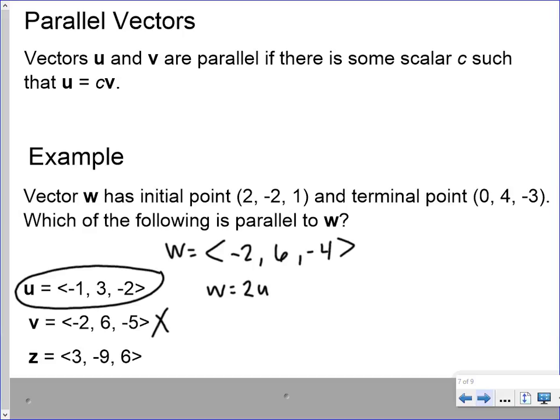And we could check the same way. Negative 2 divided by 3, negative 2/3. 6 divided by negative 9, negative 2/3. Negative 4 divided by 6, negative 2/3. So we could say that W is equal to negative 2/3 times U. This is another parallel vector. So that's a really efficient method for checking to see if they have a common scalar.